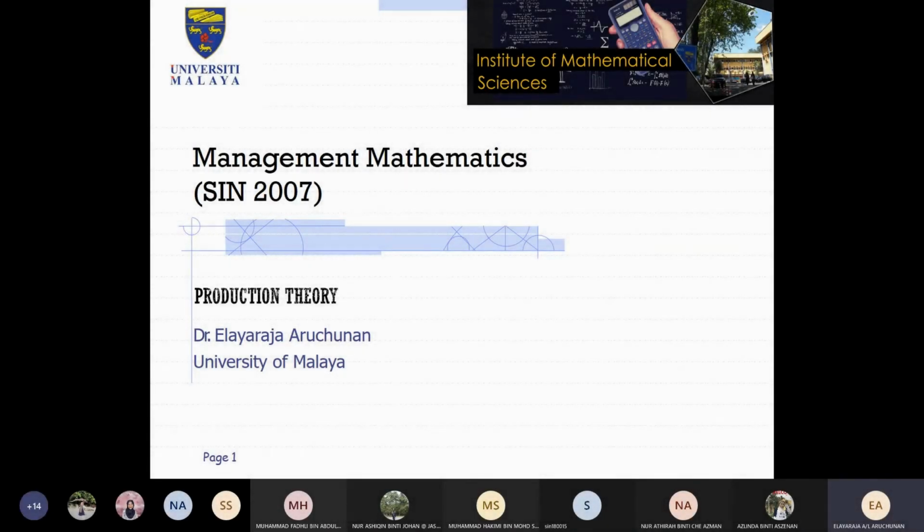All right, welcome to Management Mathematics. This course is SIN 2007. Today we're going to look into production theory. This is the very first and foremost chapter in management mathematics, and trust me, it's very interesting, and you will definitely get a lot of ideas and knowledge out of it.